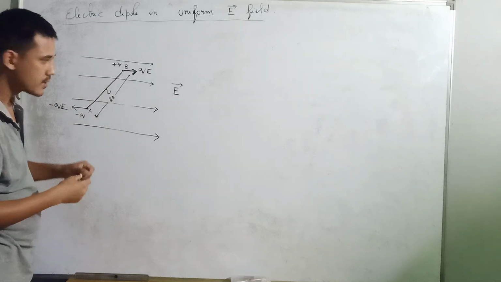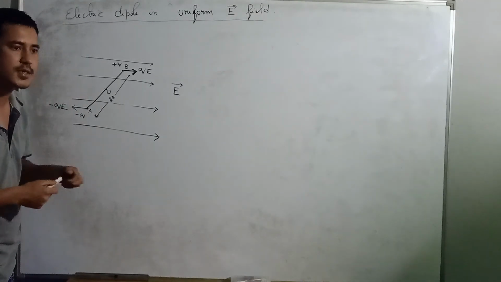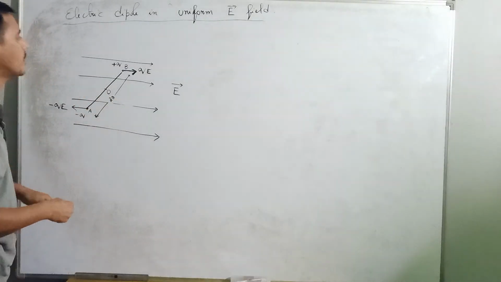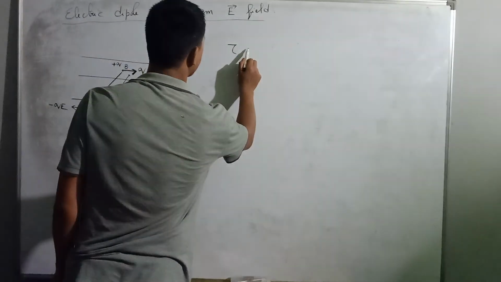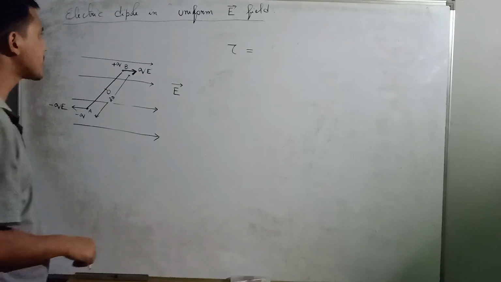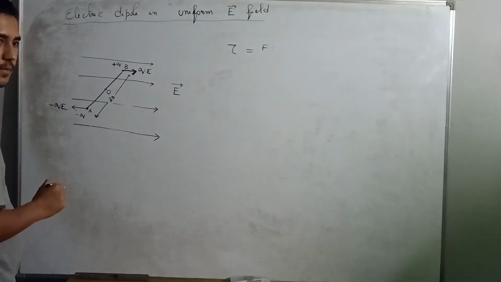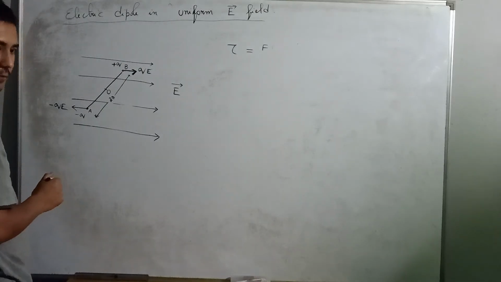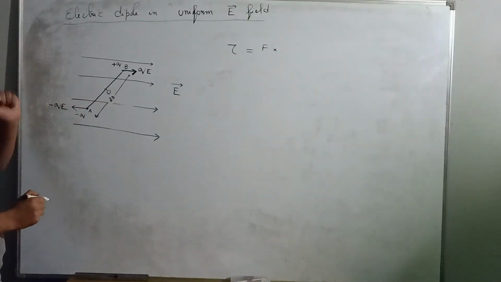So since this dipole is being rotated, that means it will produce a torque. A torque will be produced. And torque is given by what? Torque on the dipole will be given by the product of force and the perpendicular distance between the two forces.